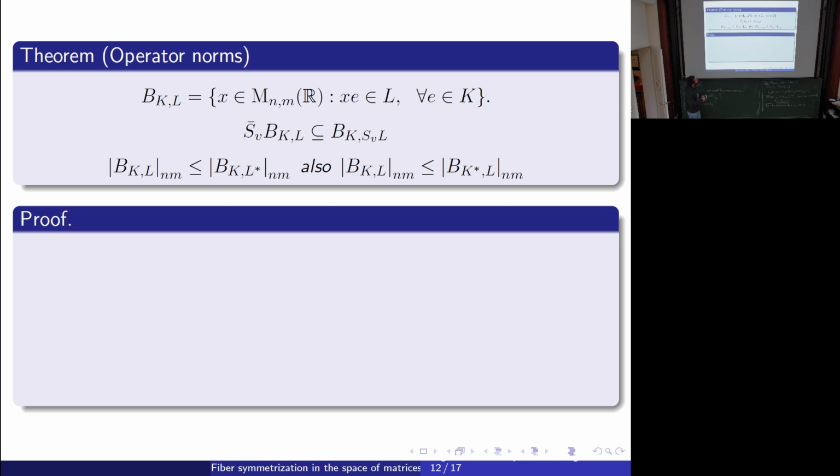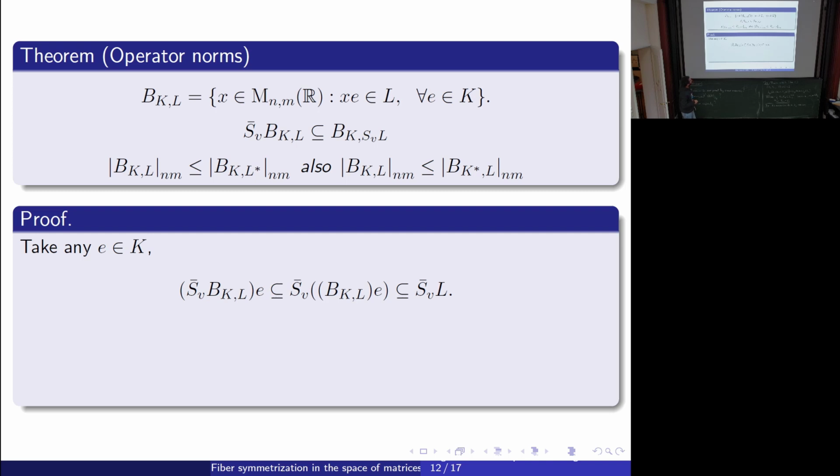In short, you can symmetrize, you can replace any of the bodies with a Euclidean ball of the same volume, and you will get that the operator norm ball has a volume which is maximized in this situation. And the proof is two lines.